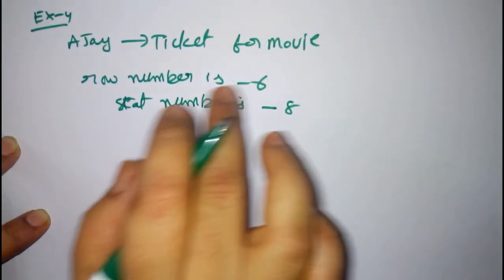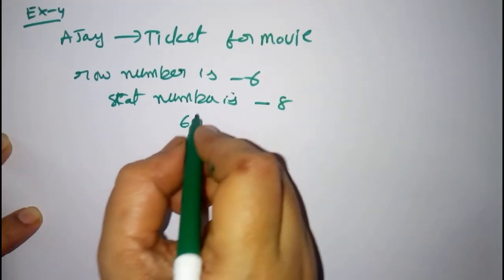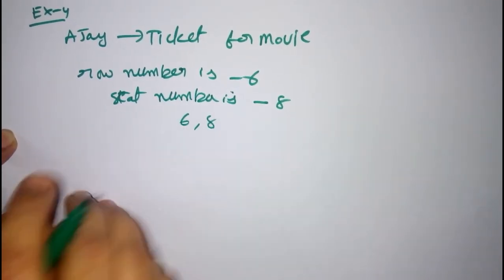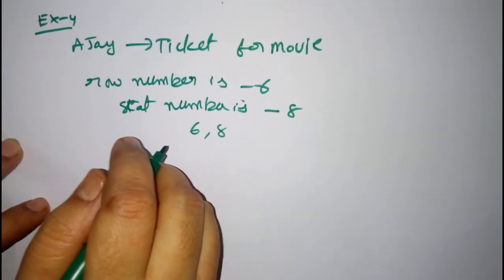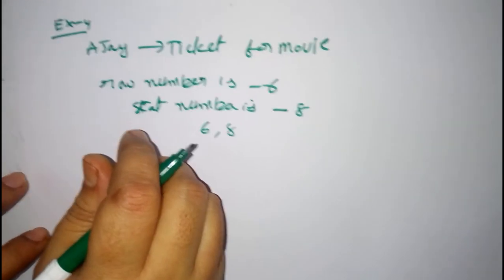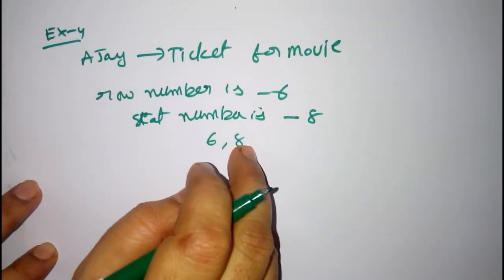So row number is 6 and seat number is 8. First the row number, so we write 6. Second the seat number, that is 8. 6 comma 8. So the position of the seat can be written as 6 comma 8.